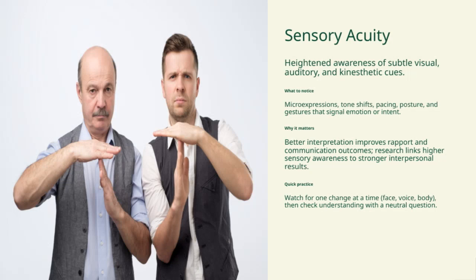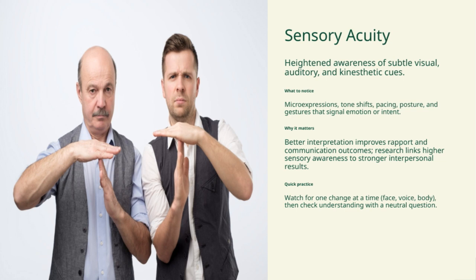All right, let's focus on one change at a time, whether it's someone's face, voice, or body language, and observe how that shift might reflect their feelings or intentions. After noticing these cues, it's helpful to check in with a neutral question to ensure understanding. This approach not only improves our interpretation skills, but also strengthens rapport and communication overall.